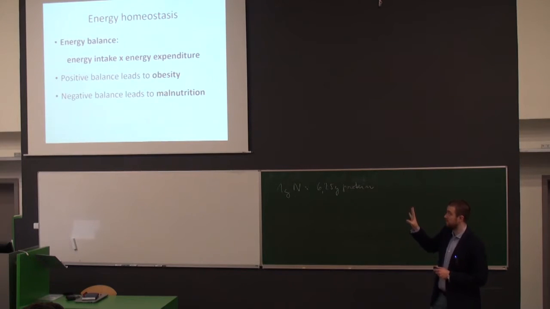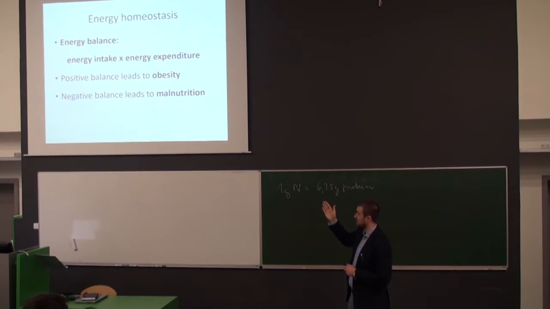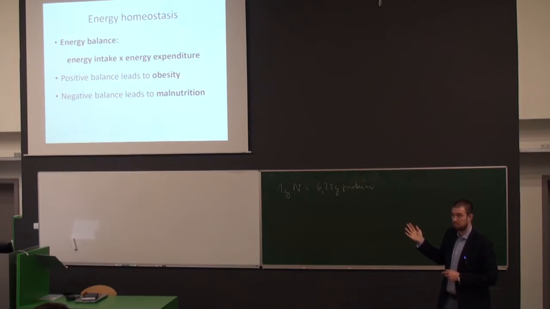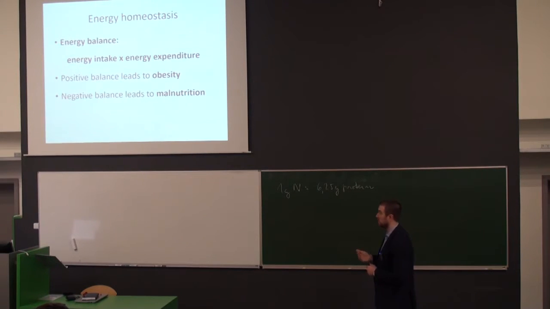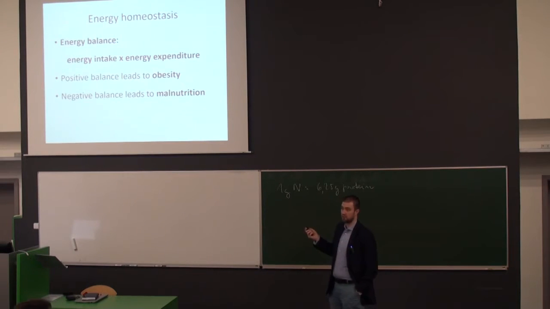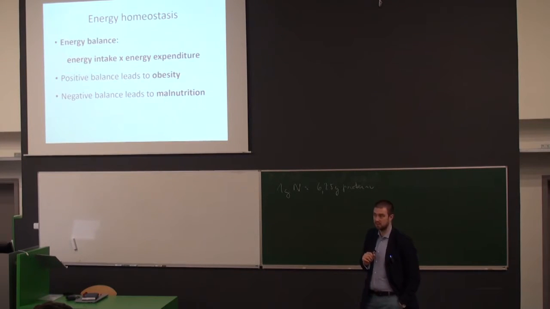For the medicine, this equation has a very simple result. If the balance is positive, that means that energy intake is higher than energy expenditure, it must lead to obesity. Therefore, if you want to treat obesity, you have two possibilities: to increase energy expenditure or to decrease energy intake. Second, if you have negative balance, that means that you are missing energy, then this leads to malnutrition. And you can treat it by increasing the energy intake or by decreasing the energy expenditure.